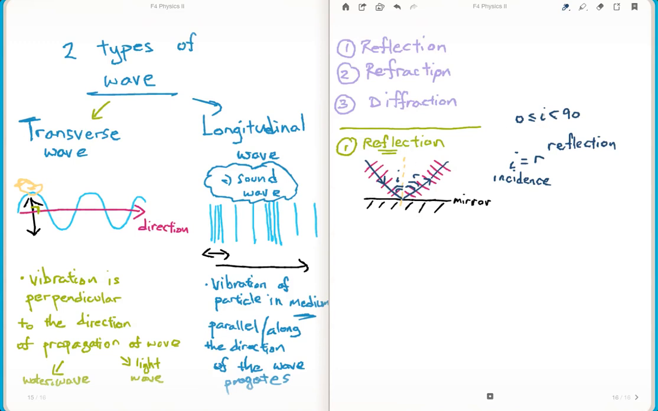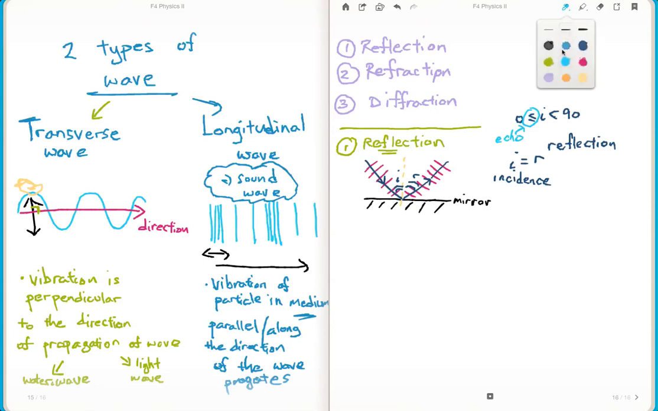When it's 0, something interesting I want to highlight: when the incident angle is equal to 0, it means echo. You get echo. It's incoming, outgoing. You bounce at the same angle, because angle is always measured from the normal. It's not measured from the surface, but from the normal line.